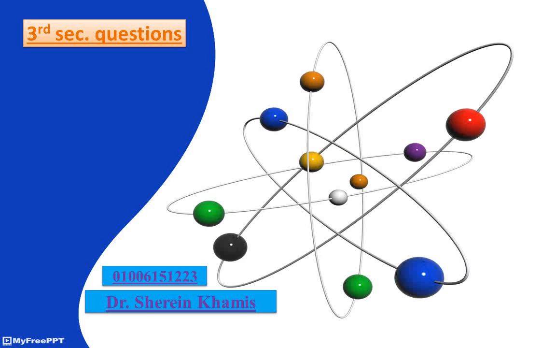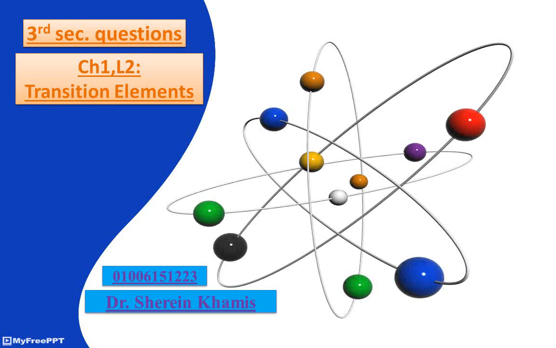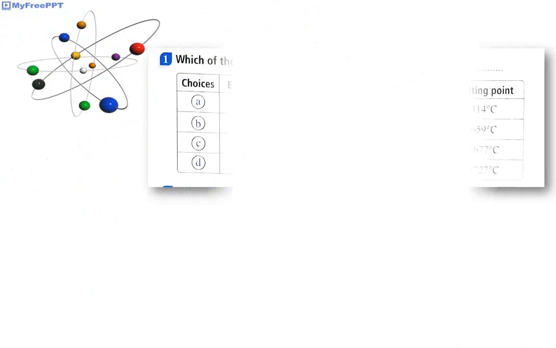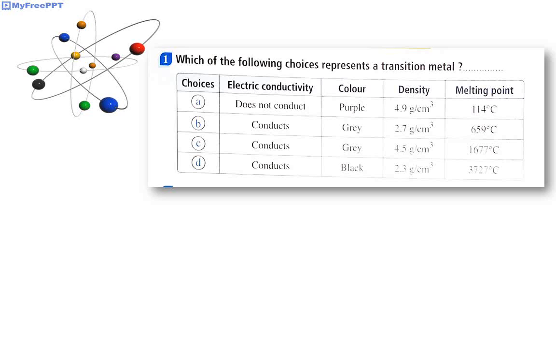Dear students of third secondary, we are going to solve questions of chapter 1, lesson 2 of transition elements. Let's begin with the choose questions. Which of the following choices represents a transition metal? We want to know what is the main property that we discuss about the transition metals.